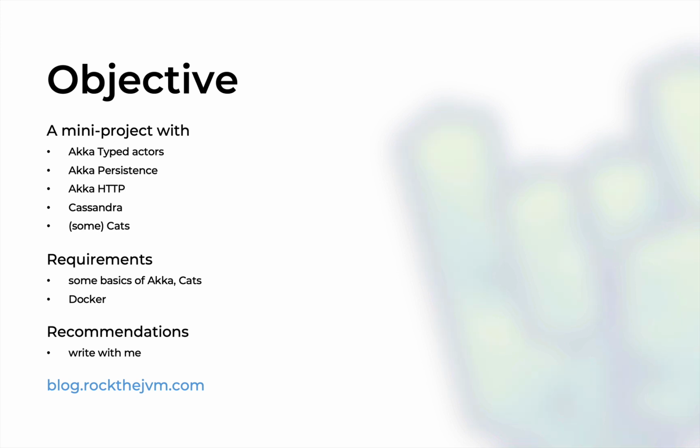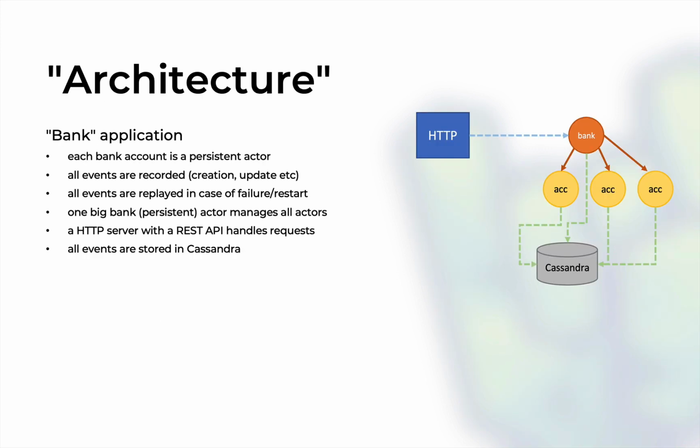Alright, so in this video, we are going to demonstrate a so-called mini bank application where we are going to update people's bank accounts, create them, destroy them, update their balances, and so on and so forth. So we will need to design this bank application in terms of actors, Akka HTTP for a server, and Cassandra as a storage system. So each bank account for every person will be a persistent actor that will store all the relevant events of that bank account to Cassandra. So we will use event sourcing for this application.